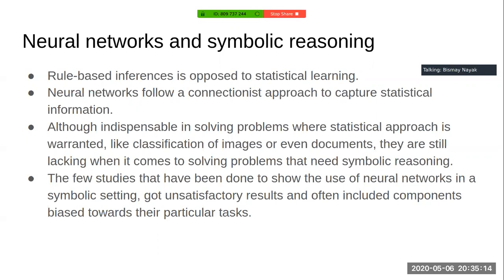Historically, neural networks have also performed very poorly when it comes to symbolic reasoning tasks. There have been a few studies done in this particular domain. I think there are a few papers that were published in the last 5 years or so, where they tried to get neural networks to do simple arithmetic tasks like multiplication or addition, but the results were very poor. Either the results were very poor, or some kind of component was introduced into those neural networks that made them biased toward the particular problem.